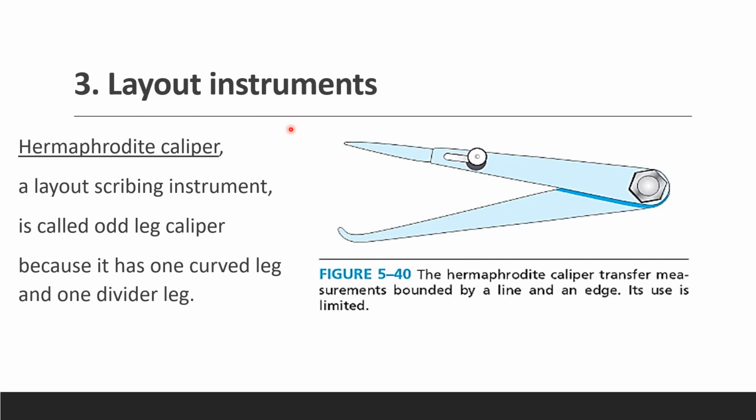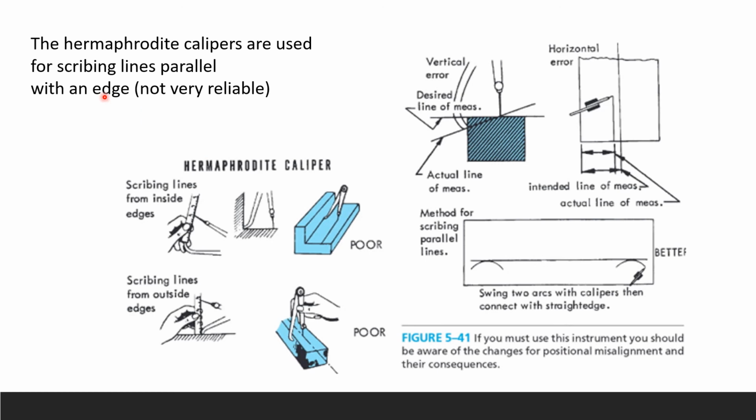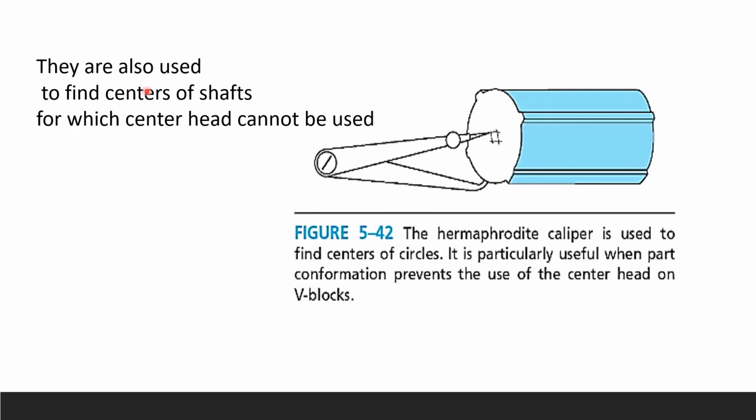Hermaphrodite is one of the layout instruments. So this caliper, when you look at it, is called odd leg caliper because it has one curved leg and one divider leg. So we use them for scribing lines parallel with an edge, not very reliable. So here you can see scribing the lines from inside edge, scribing the lines from outside edges. And they both are poor reliability. We also use them to find centers of shafts for which center head cannot be used. So definitely hermaphrodites are better.